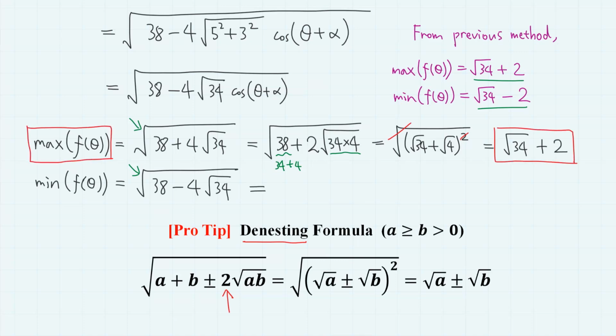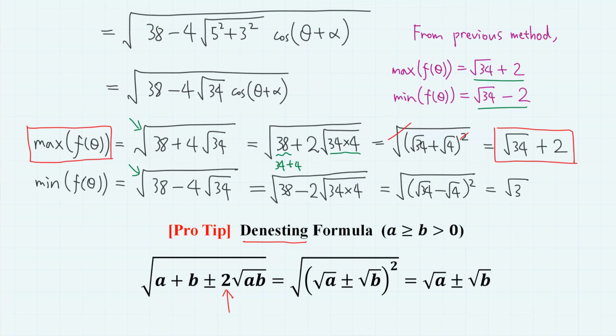Similarly, for the minimum value, we write minus 2 times square root of 34 times 4. So this is equal to square root of 34 minus square root of 4, squared, which gives square root of 34 minus square root of 4, so just 2.